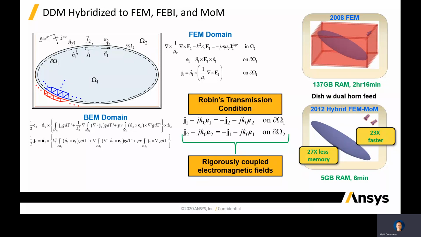And if you watch the evolution of this technology in HFSS starting in 2008, you see that by the time we got the full hybridization for a fully coupled FEM method of moments, we realized, roughly speaking, about a 25x speed up in simulation time and a 25x reduction in memory. So really, really remarkable technology with DDM fully hybridized and fully coupled.